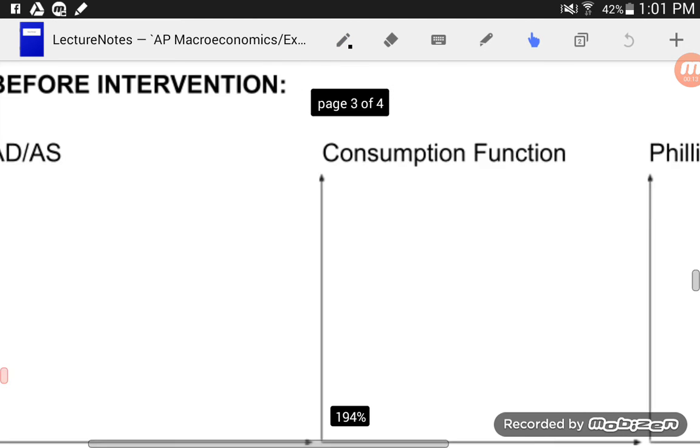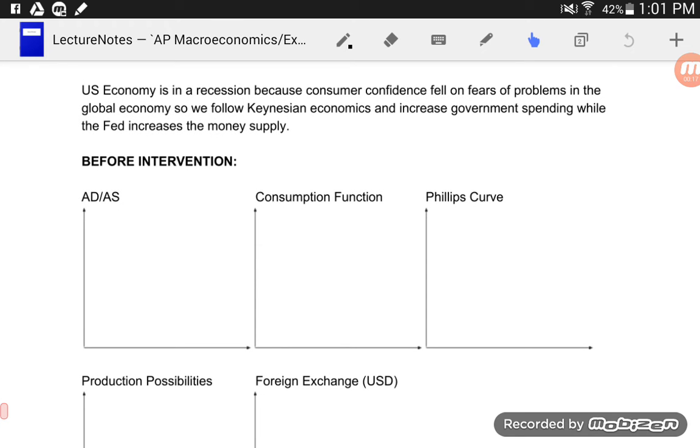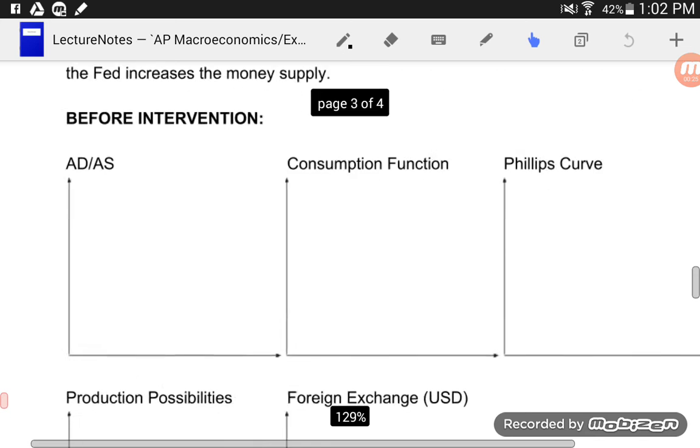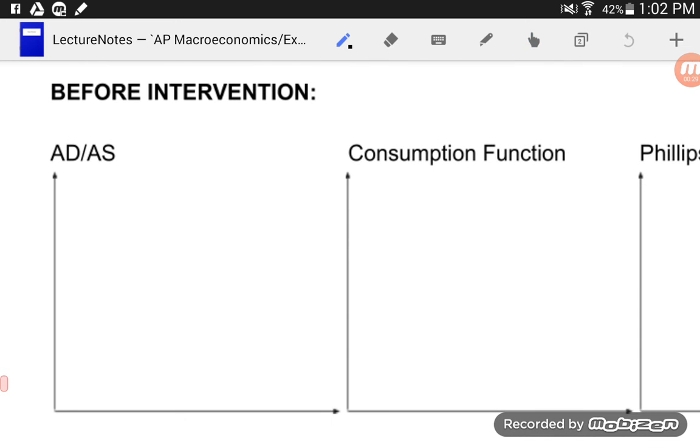And so our scenario here is the U.S. economy is in recession because consumer confidence fell on fears of problems in the global economy, so we follow Keynesian economics and increase government spending while the Fed increases the money supply. So let's graph a few of those things there.